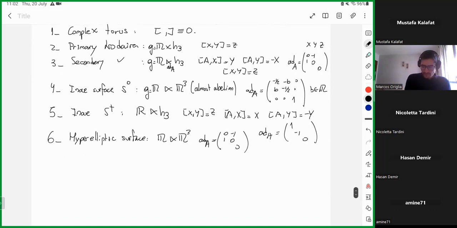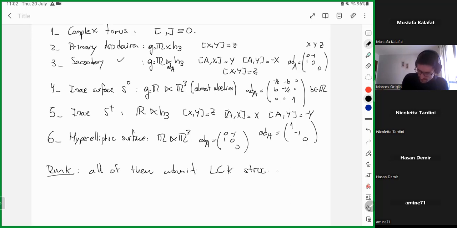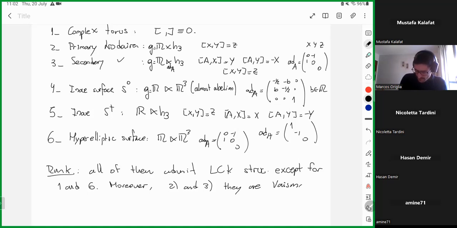Just to get an idea of what a locally conformally Kähler structure means in dimension 4, remark that all the examples we have admit an LCK structure except for 1 and 6. So the complex torus and the hyperelliptic surface don't admit it. And moreover, numbers 2 and 3, the primary and secondary Kodaira surfaces, are more than LCK. They are Vaisman, so LCK plus parallel Lee form. So that's the picture in dimension 4. So these are LCK, and 2 and 3 are Vaisman.